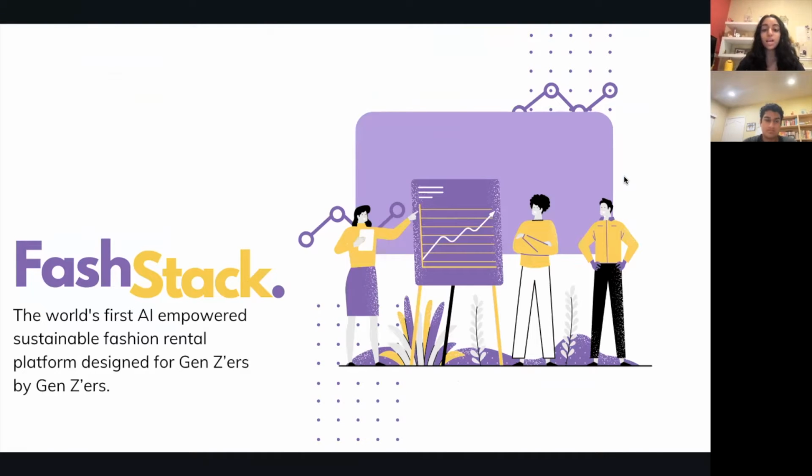Our business FashStack is the world's first AI-empowered sustainable fashion rental platform designed for Gen Zers by Gen Zers. I'm Meha. And I'm Rahil.